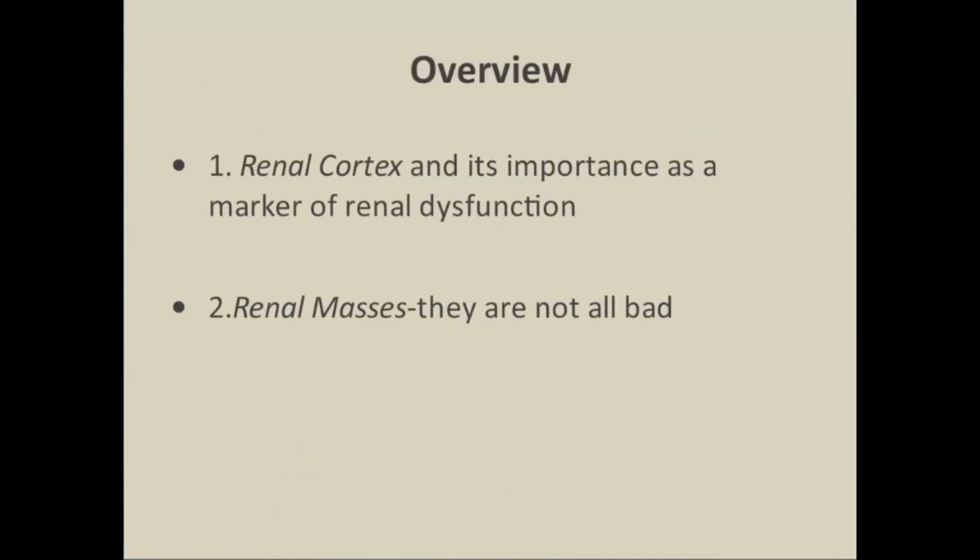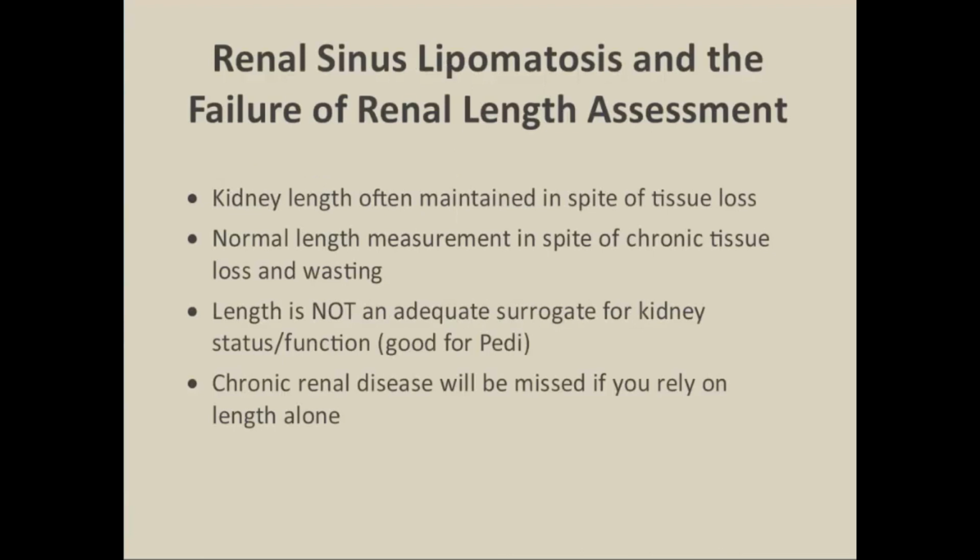Well, we're going to look at two specific topics today. So the first, I want to focus on the parenchyma of the kidney, and I want to have you relook at the parenchyma as really an indicator of what's going on inside the kidney, focusing primarily on the cortex. The second portion of the talk will look at renal masses. And I want you to realize that in spite of what we've been told previously, not all renal masses are bad. So to begin the talk, I'd like you to look at this topic of renal sinus lipomatosis.